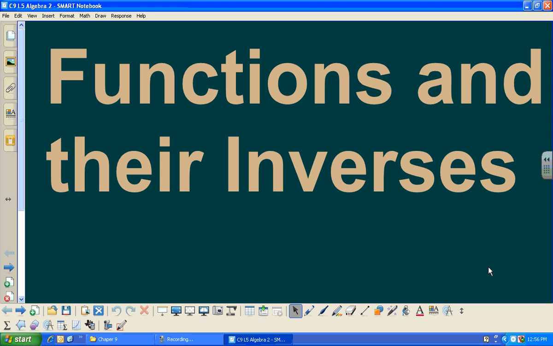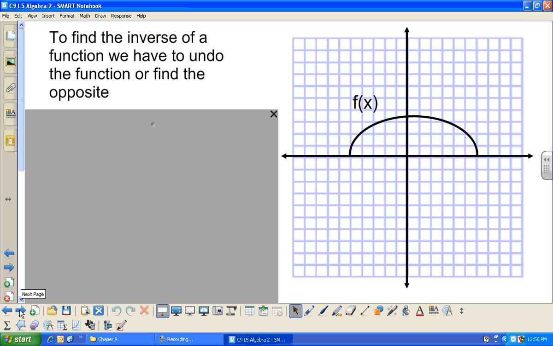Chapter 9, Lesson 5, Functions and their Inverses. To find the inverse of a function, we have to undo the function or find the opposite. This is where we switch the x and the y, and we solve for y.